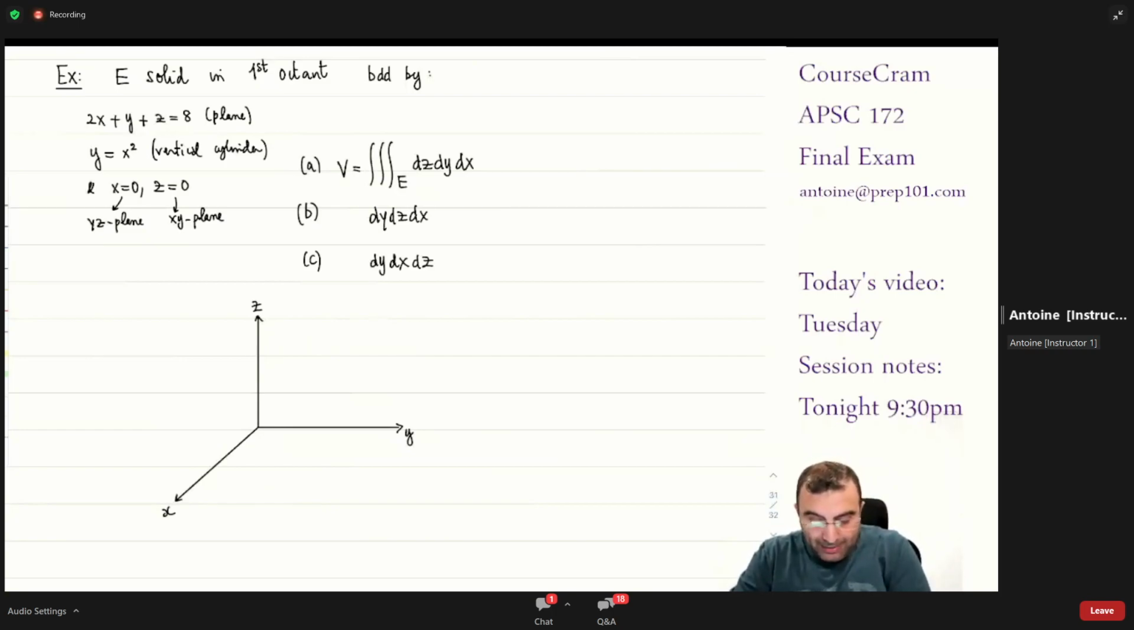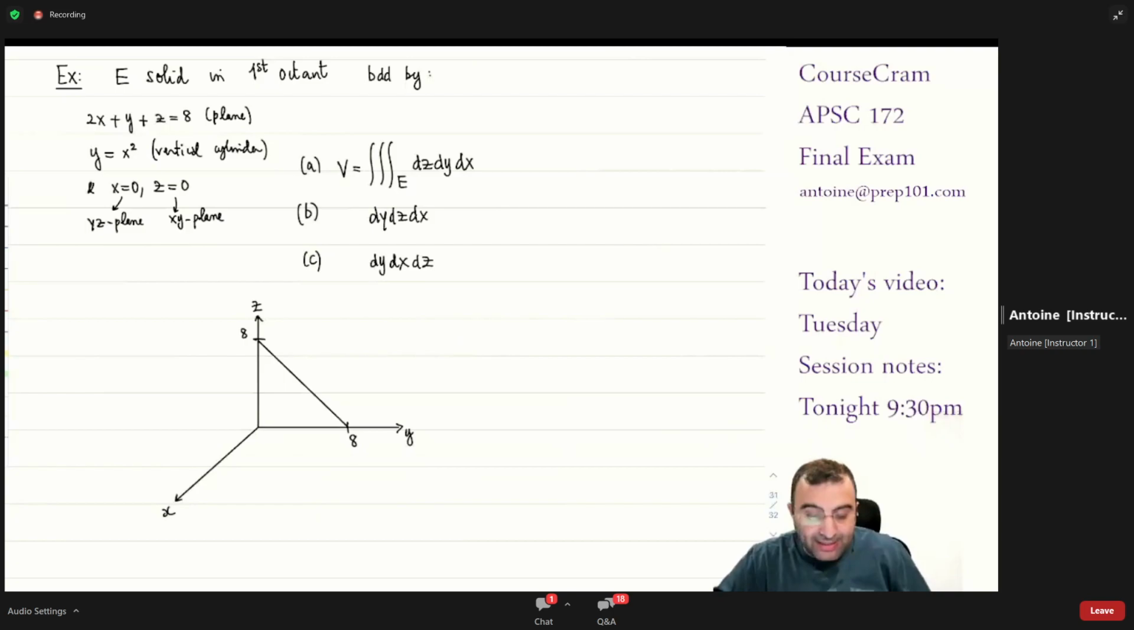2x plus y plus z is equal to 8. If x is equal to 0, we're going to get y plus z is equal to 8. So the plane looks like this in the YZ plane, where this is 8 and this is 8. If I took the plane 2x plus y plus z equals 8 and made x equal to 0, meaning in the YZ plane, I get y plus z is equal to 8.